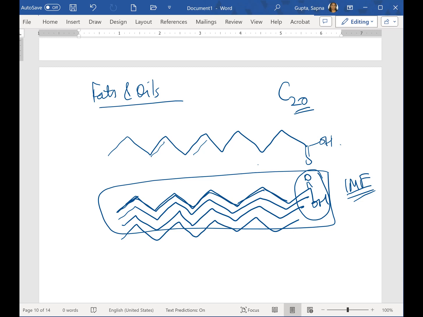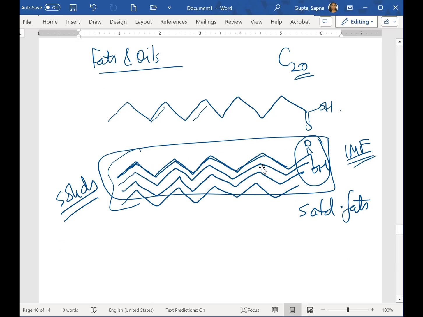So what ends up happening is that you end up getting solids for the saturated fats. Because their intermolecular forces are a lot more. Why? Because they can get close together. Why? Because they're all the same kind of shape. Okay, so that's what happens.